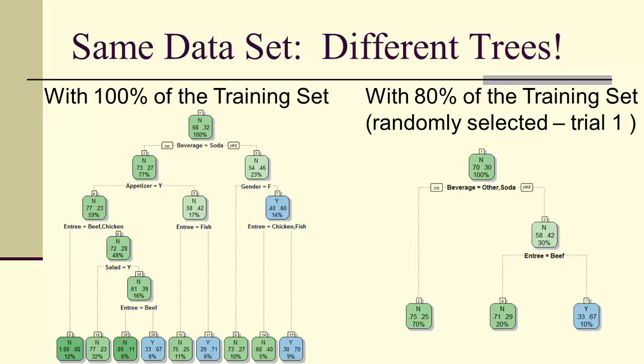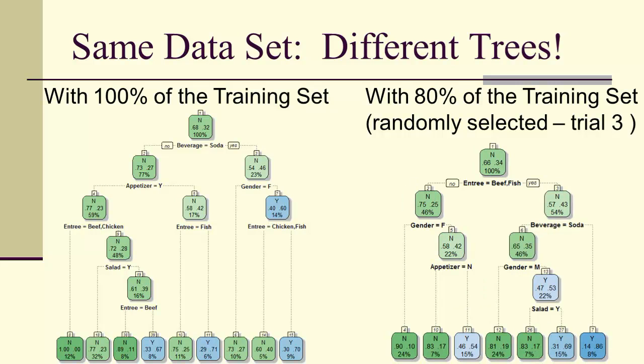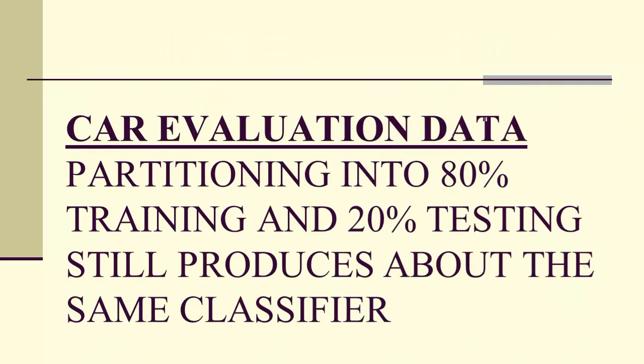Let's suppose we randomly selected another 80% from the training set. Then with 100% of the data, we have that. And now we have, with a different random selection of 80% to be the training set, we get an entirely different decision tree. And we do it again, yet another kind of decision tree.